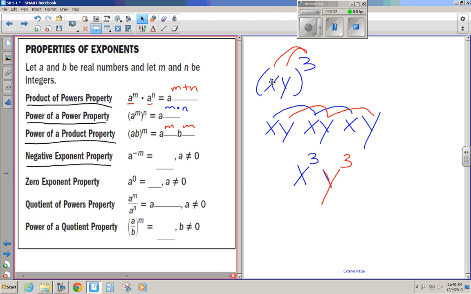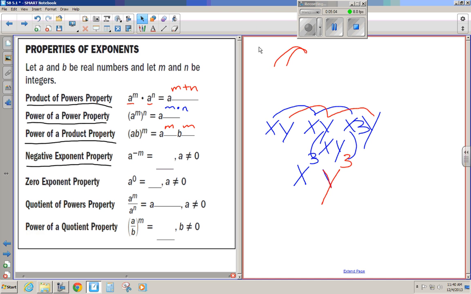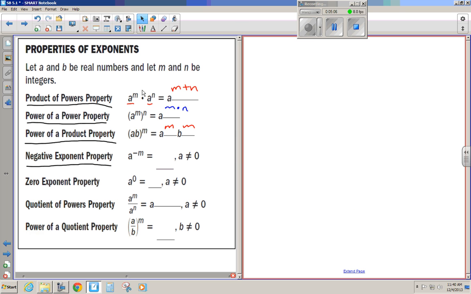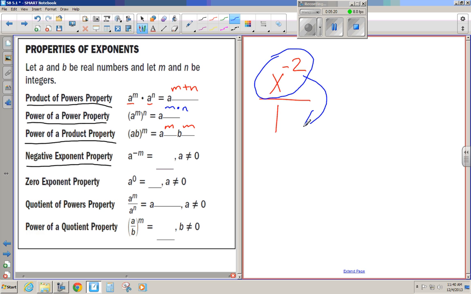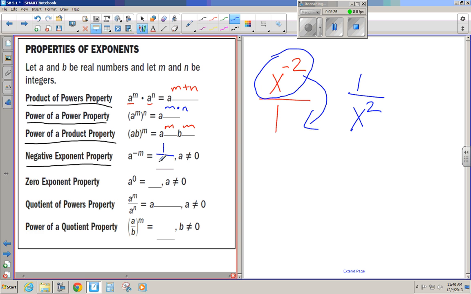Negative exponent property. The negative exponent property is a simple one, but it just says that if you have x to the negative 2, you're going to think of it as a fraction, and whatever has the negative exponent goes to the other side of that fraction. So this would be 1 over a to the mth power.